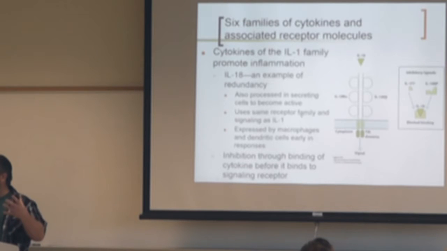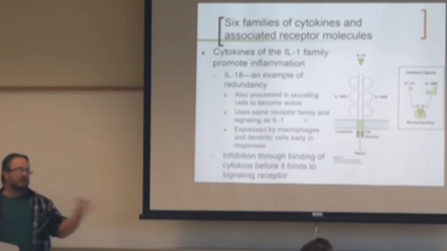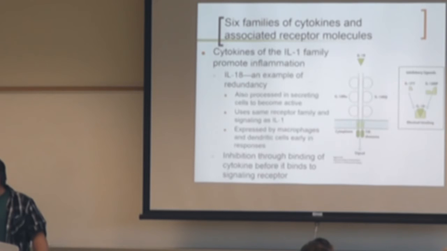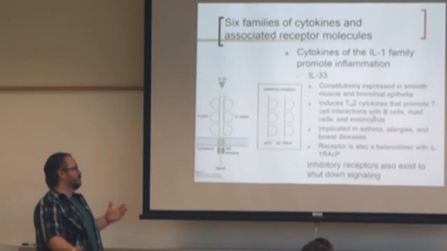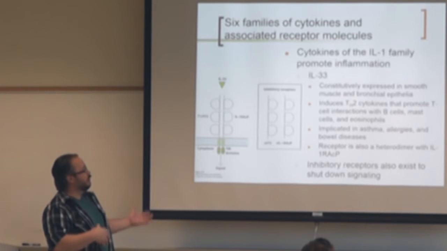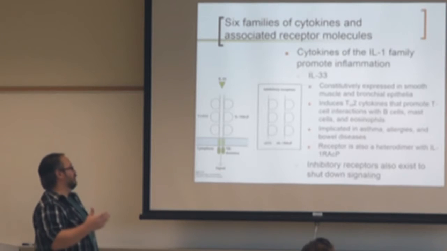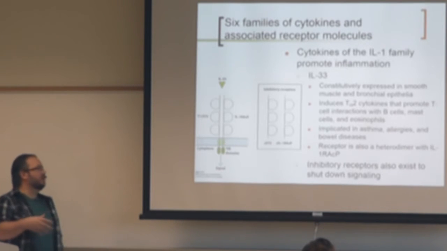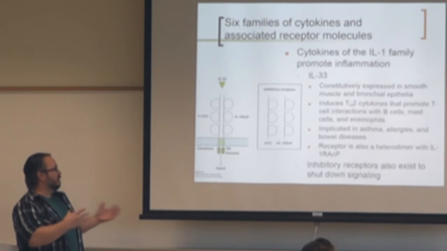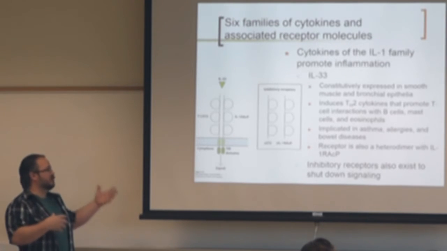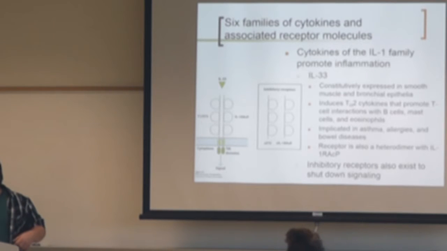So it's not something you need to memorize. It's just good to know that it can happen. And then IL-33 is another member of that family, and it also has an inhibitory receptor shutting that down. So each one has receptors that they can signal through, or receptors that will block or compete for the cytokine, or be secreted and bind to the cytokine, keeping it from binding the cells. So we have to have this tight control over, especially, these inflammatory cytokines.